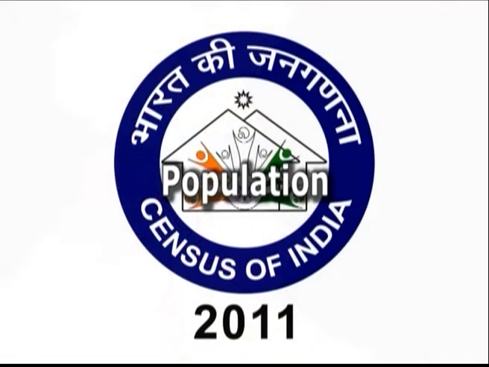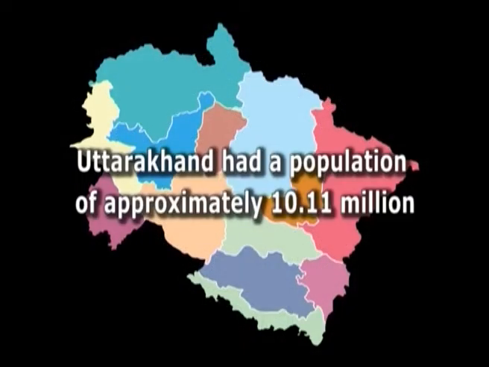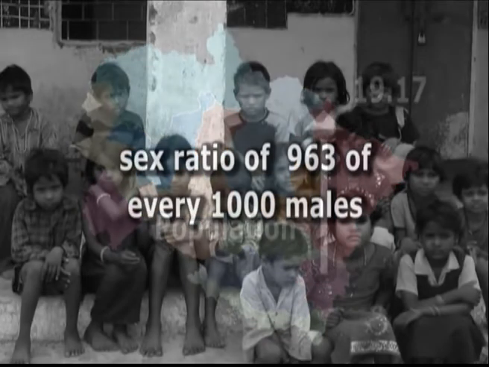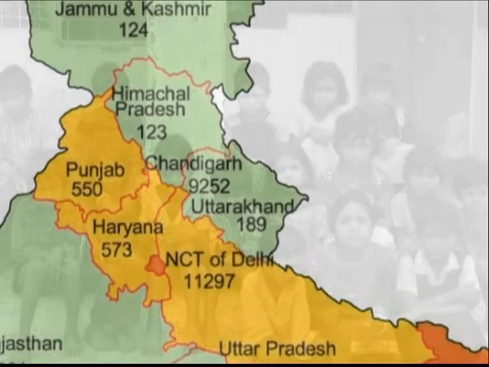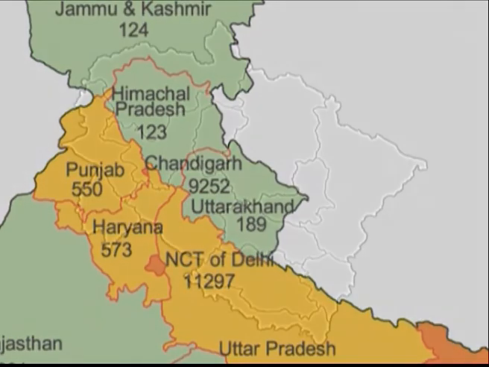Population. According to the 2011 India census, Uttarakhand had a population of approximately 10.11 million. The total population growth is 19.17. It has a sex ratio of 963 for every 1,000 males. The density of the population is 189 per square kilometer.